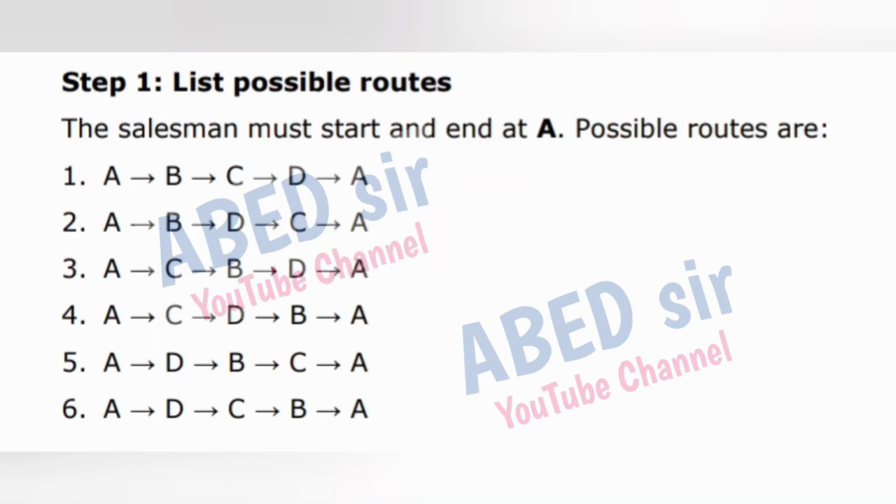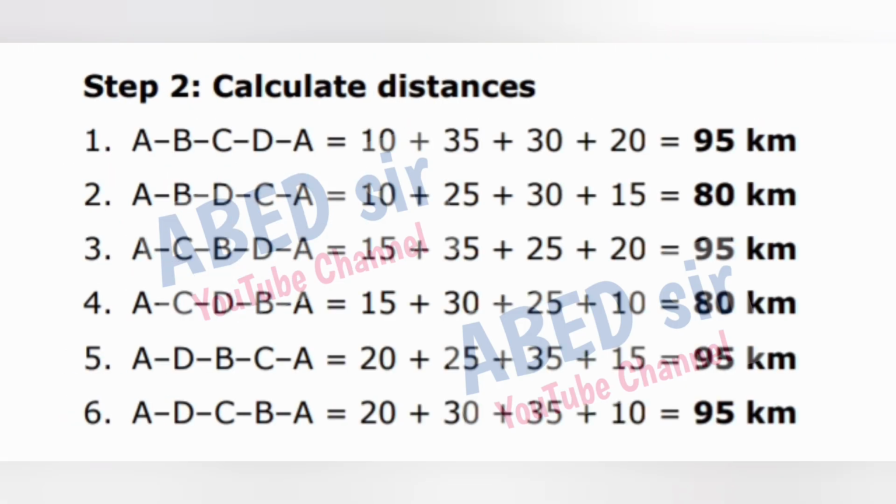Step 1. List possible routes. The salesman must start and end at A. Possible routes are 1. ABCDA, 2. ABDCA, 3. ACBDA, 4. ACDBA, 5. ADBCA, 6. ADCBA.